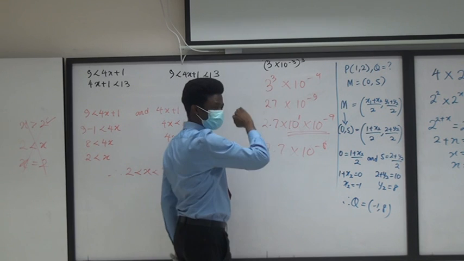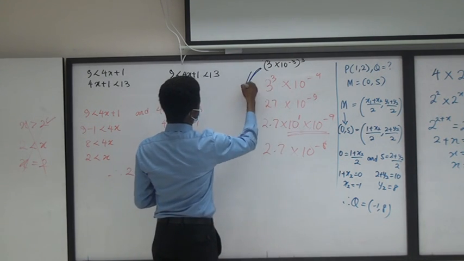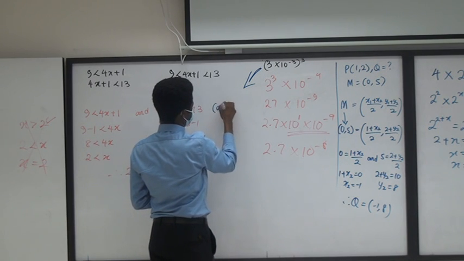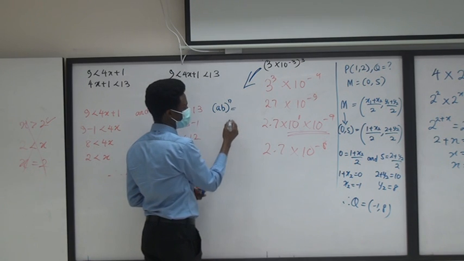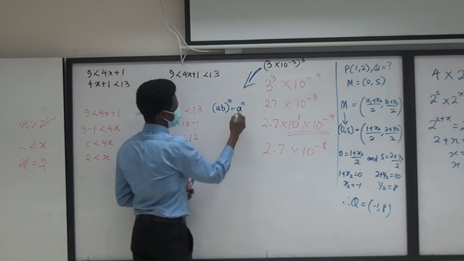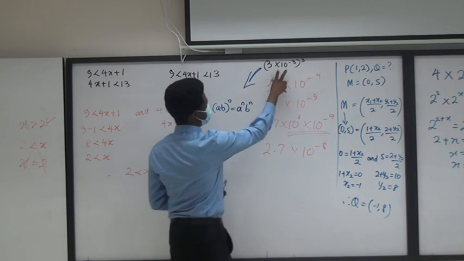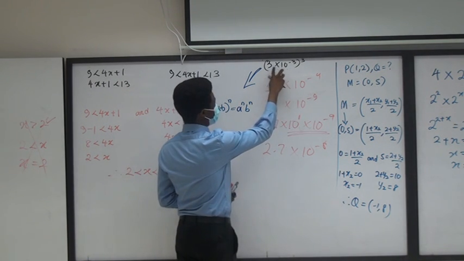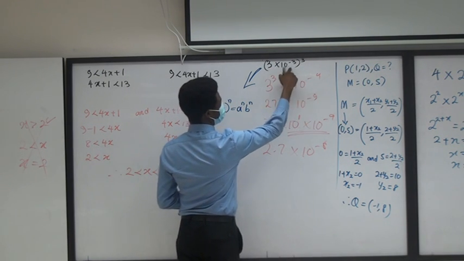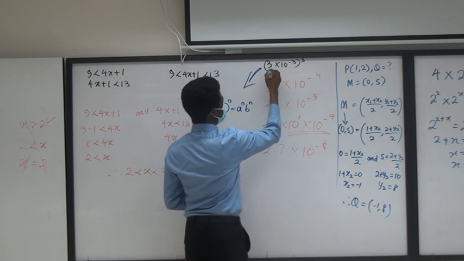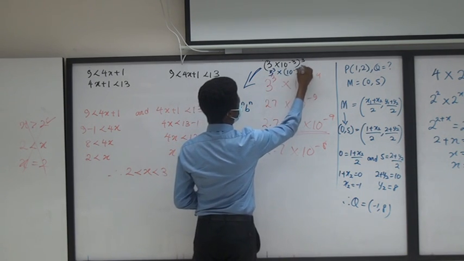Now, this is the question. I expect you to recall indices. Remember the law of indices? If you have (ab) to power n, what do you get? a to power n, b to power n. Exactly. And you know ab means a times b. That's what is happening here. So if this times this is raised to power 3, it's going to be 3 raised to power 3, then this also raised to power 3. So basically it's 3 to power 3, 10 to the minus 3 also to power 3.